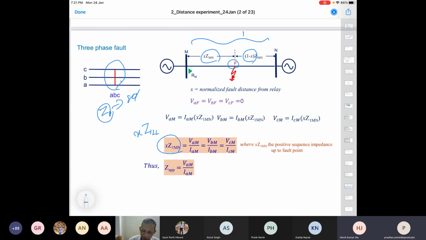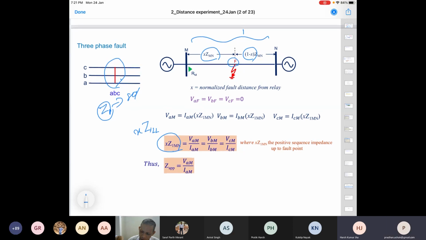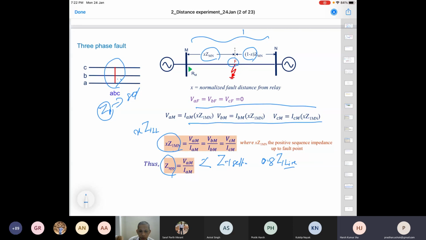So this is during the balanced condition. From the analysis perspective, on this fault all three phases are in a balanced situation. This reveals that for the three-phase fault case, any phase voltage and current pair can be considered to find the Z apparent. Z equals V divided by I, and if this is smaller than the considered Z1 setting, where the Z1 setting is nothing but 80%, let us say 0.8, of the Z1 of the line, then we trip, otherwise we do not trip.